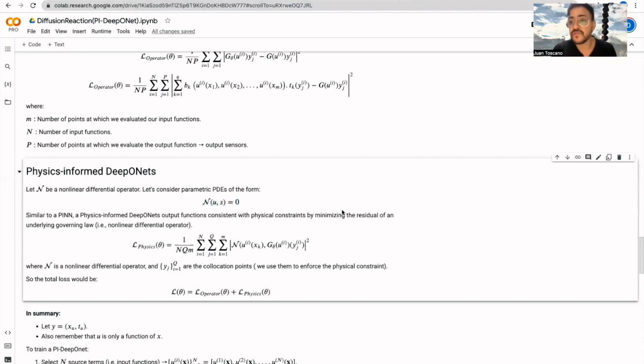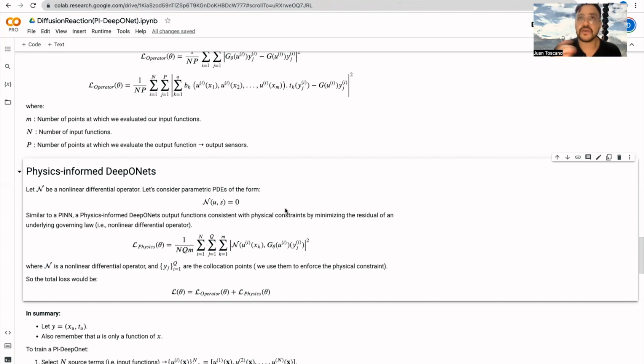What is a physics-informed DeepONet? Well, just like a physics-informed neural network, a physics-informed DeepONet is a DeepONet that follows the rules set by a partial differential equation. But how do we make it follow the rules of a partial differential equation?